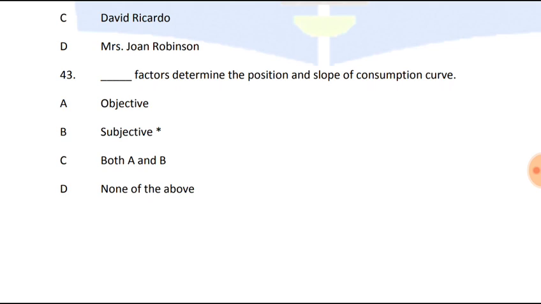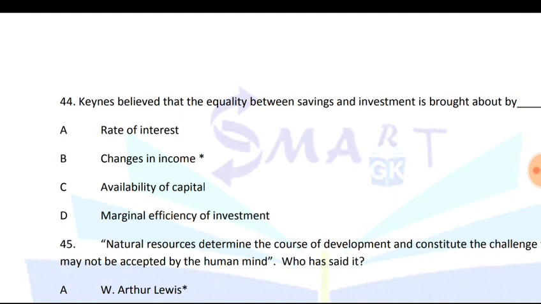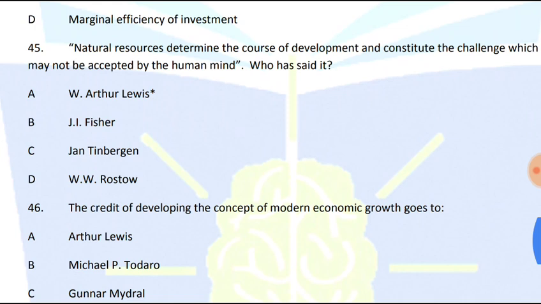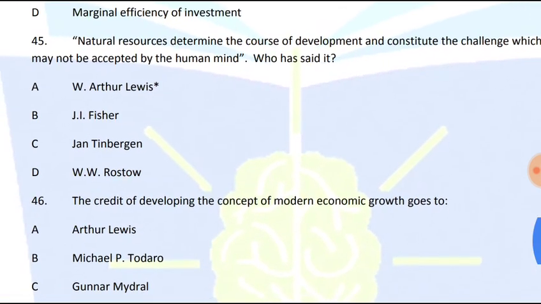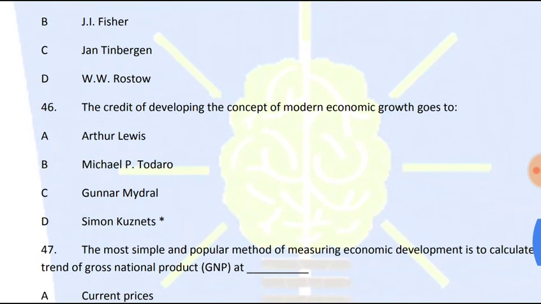The next one is, dash factors determine the position and slope of consumption curve. It is the subjective factors that determine the position and slope of consumption curve. The next one is, Keynes believed that the equality between savings and investment is brought about by changes in income. The next one is, natural resources determine the course of development and constitute the challenge which may not be accepted by the human mind. Who has said it? W. Arthur Lewis.